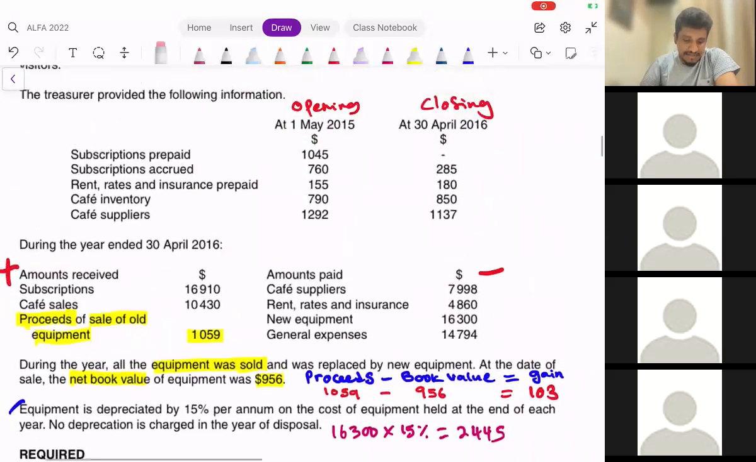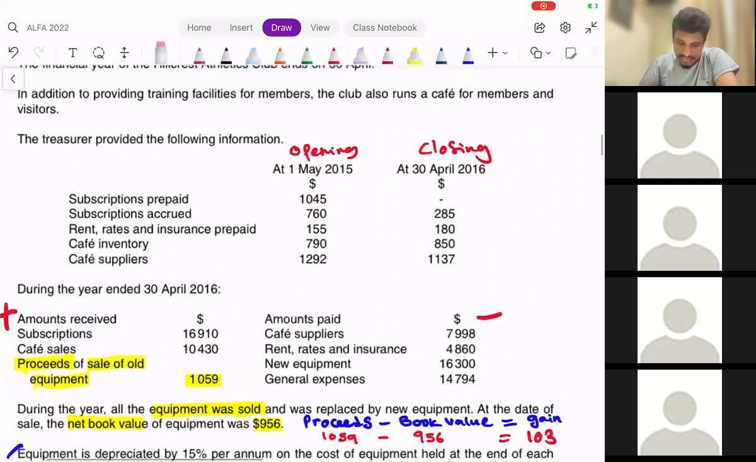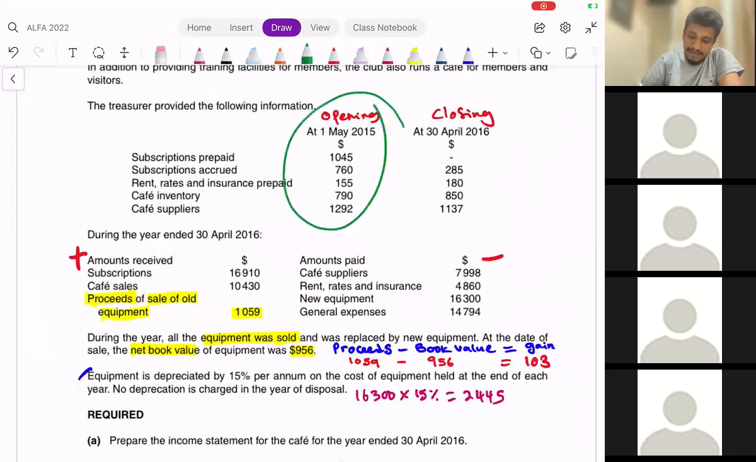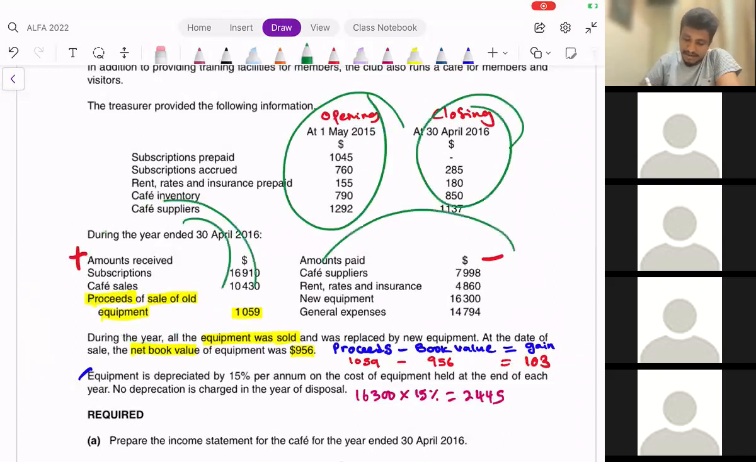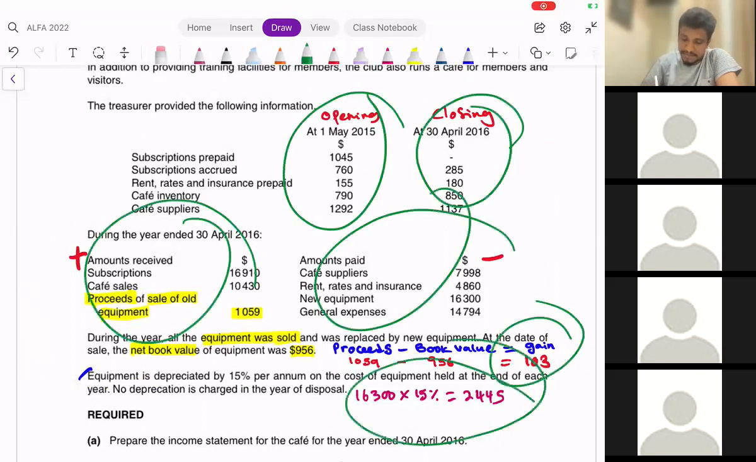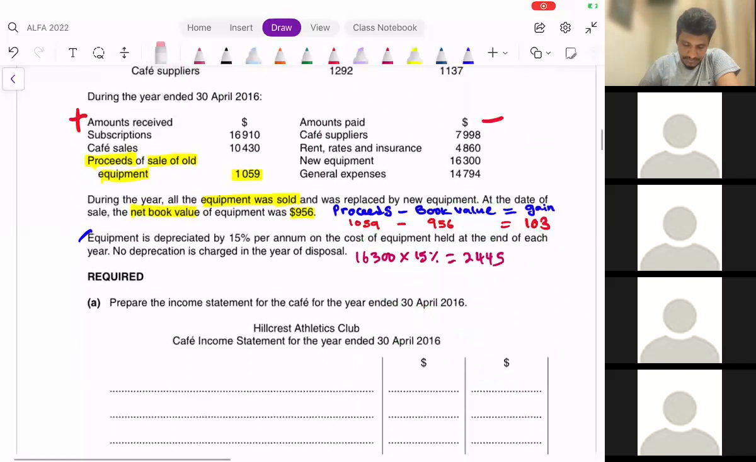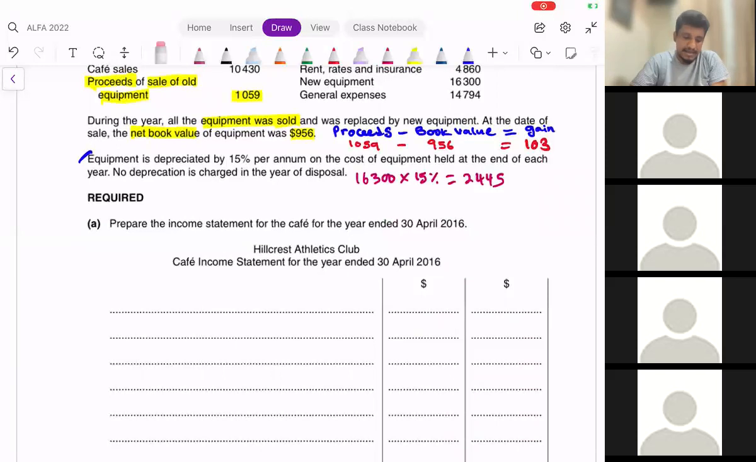Okay, that's it. We have done with all the additional information and everything. We already know a few things: opening balance, closing balance, money in, money out, gain on disposal, and depreciation. These are the things that they gave you. So now I'm going to answer the question. First one, they asked me to prepare the cafe income statement. What information am I going to use?